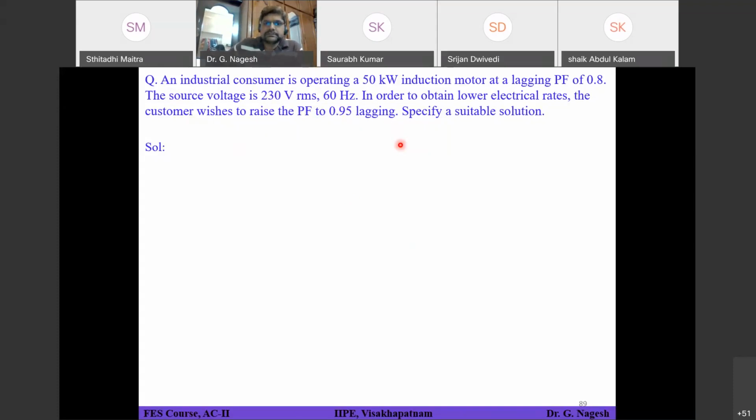So what could be a suitable solution? Can anyone guess or has an idea regarding this? The objective is to improve the power factor of the existing load. How can we improve the power factor? The existing load has a lagging power factor. So what is the nature of the load? Inductive, so it has inductive reactance. For that load, will the Q value be positive or negative?